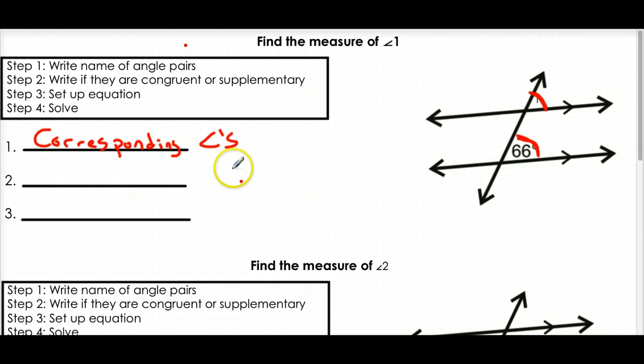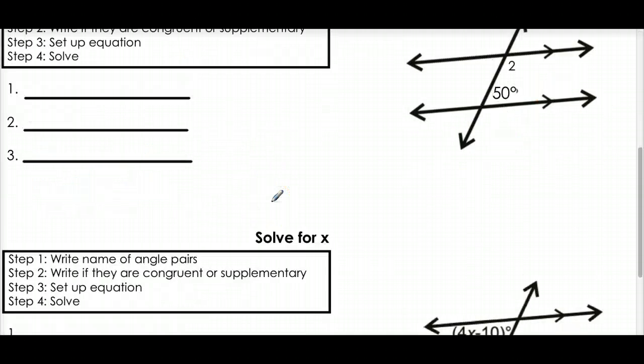Corresponding angles. Now I'm going to write if they're congruent or supplementary. I want to know what their relationship is. And I know corresponding angles are always congruent. If I forget, just go to the front page and look it up. That lets me know what angle 1 must be. And if these two are always congruent, I know this is 66 degrees. So angle 1 is equal to 66 degrees. Solved it. Boom.